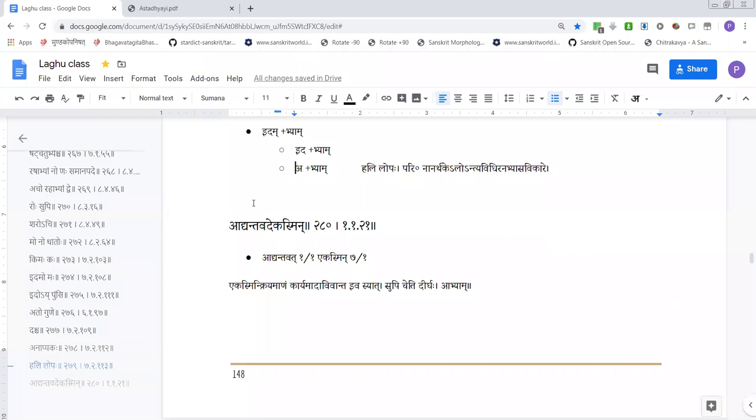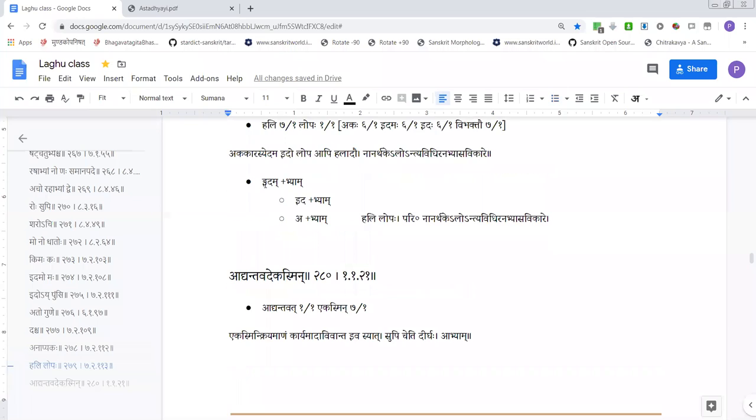Okay, so now how will you say this specifically here? What has happened now? This A is there. What is this A? This A can be considered as the adi, or it can be considered as anta also. So if there is some karya which has to apply, anta karya or adi karya, it can apply to this A considered as a beginning letter, or as an ending letter. That is the meaning of ekasmin.